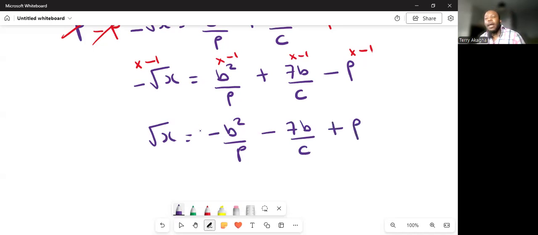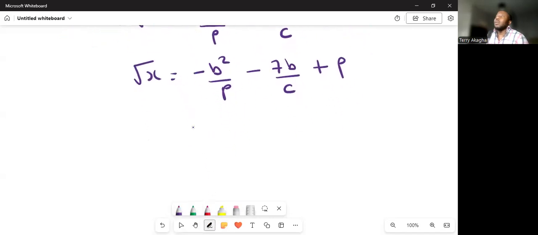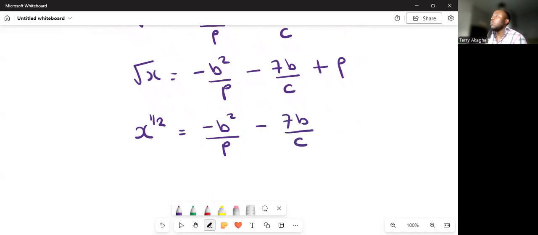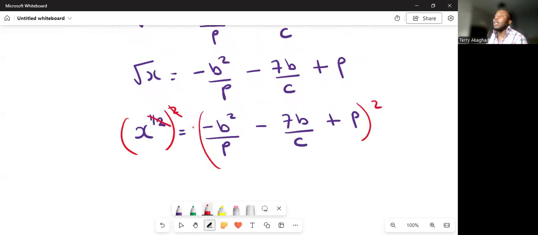But we're looking for x, not square root of x. So what we're going to do, we'll convert this to index. So the same thing as x raised to the power half is equal to minus b squared over p minus 7b over c plus p. Now to get rid of this half, I'm going to raise both sides to 2. Are you seeing it? So this will cancel that.